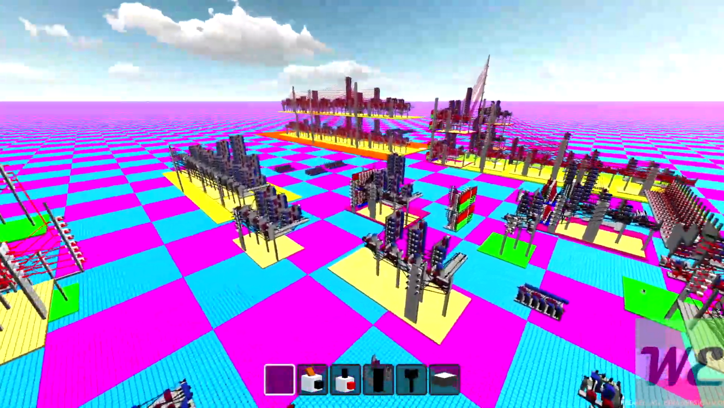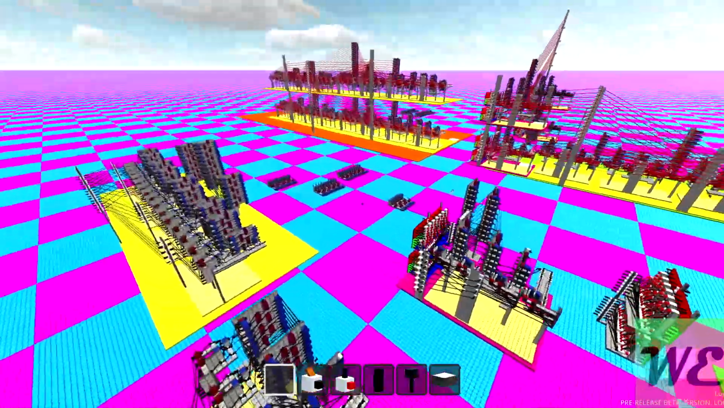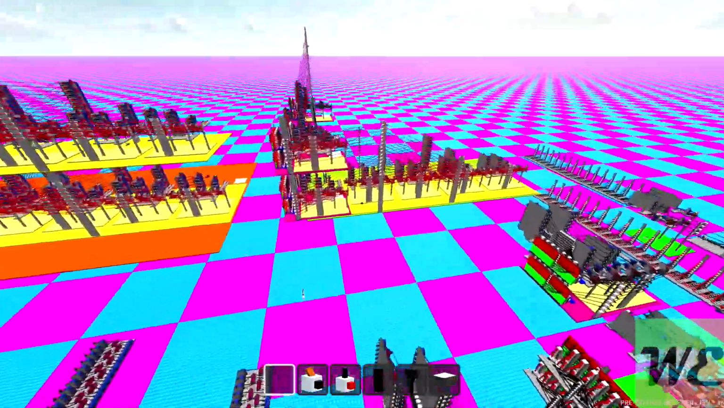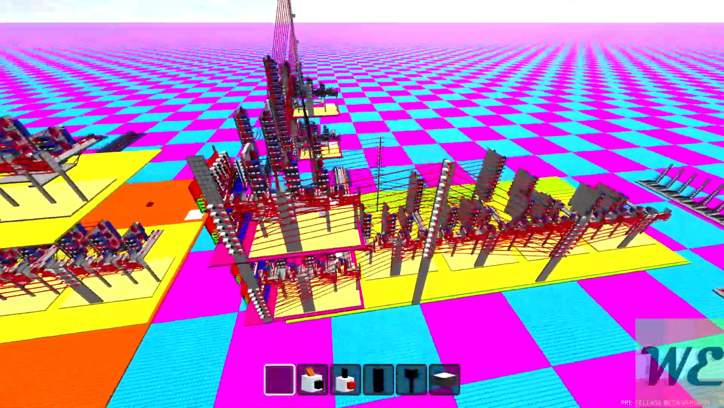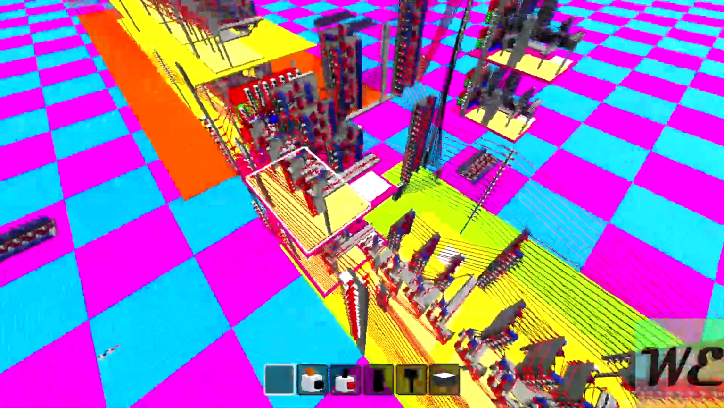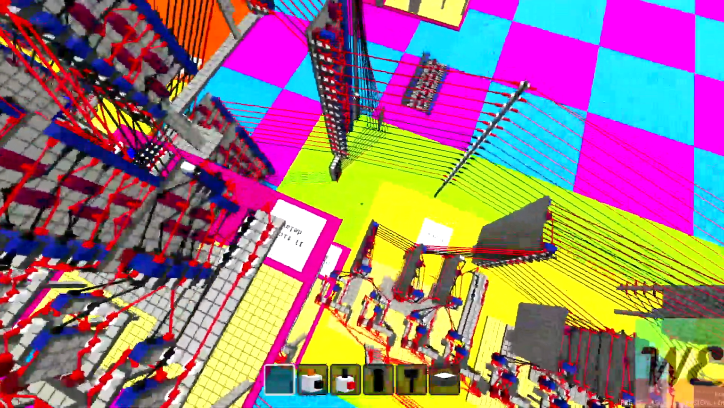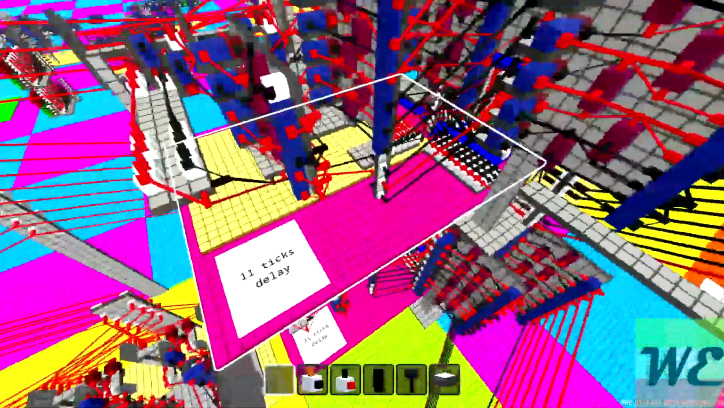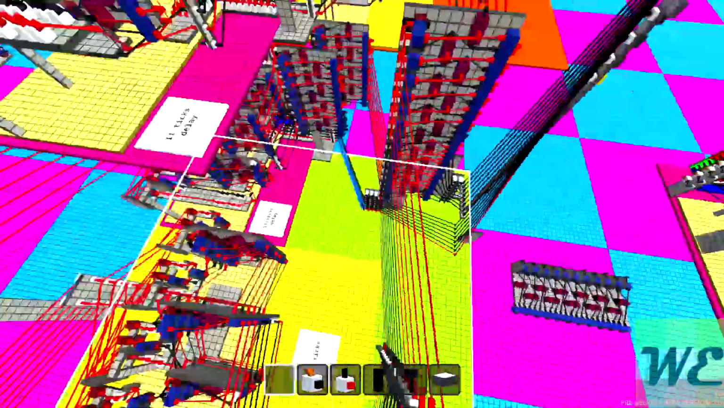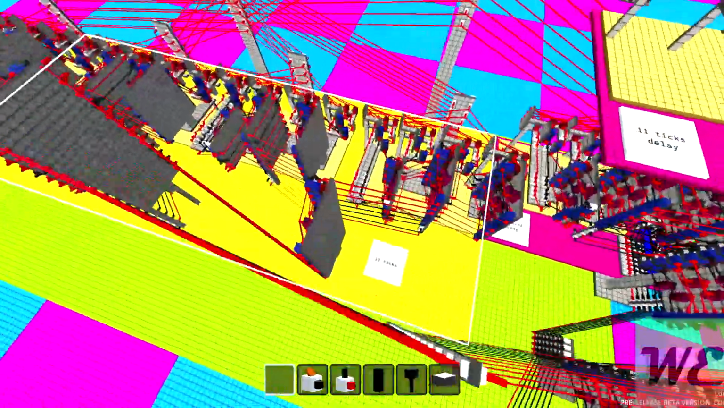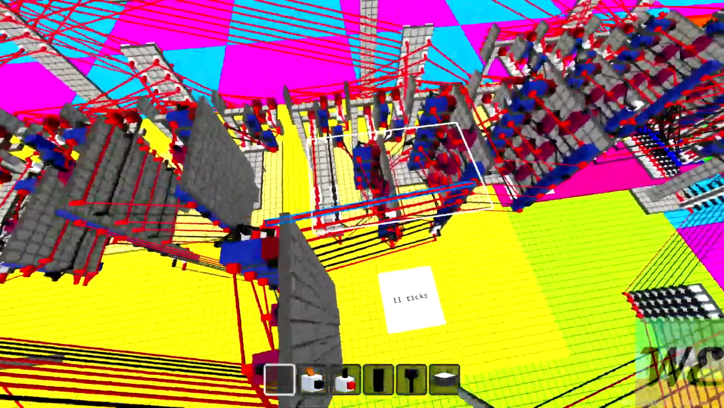So basically, I think that's this right here. Here we go. So here is then a full scale, fully synced. This purple thing here has 11 ticks of delay. That one has 11 ticks of delay. And this has 11 ticks of delay, this yellow.